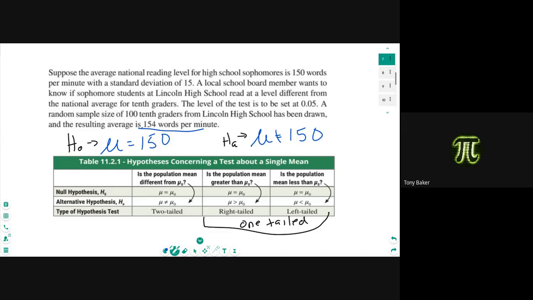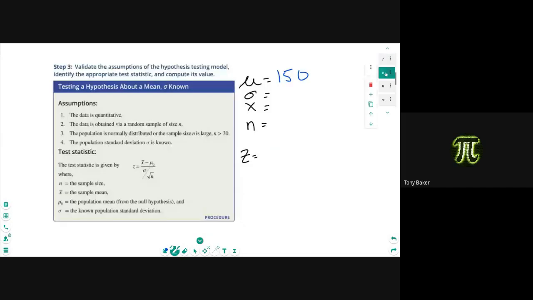It doesn't say population, but it's given to you in that same sentence. The national reading level is 150 words per minute with a standard deviation of 15. So it's all in that same sentence, so it's the population standard deviation. If they told us that after they talked about the 154, then it would be the sample. In this case, it is a population standard deviation, and it is 15.